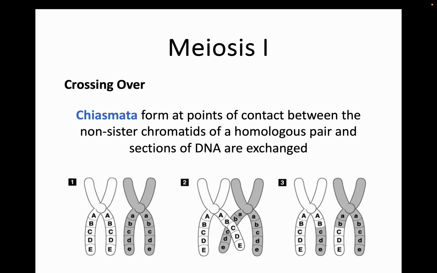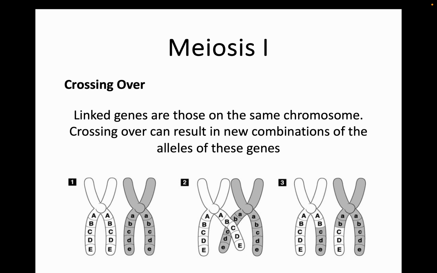At this point, something called crossing over takes place. So where there are points of contact between non-sister chromatids of a homologous pair, you're going to have something called chiasmata. So chiasmata you can see in these diagrams here, essentially where the legs of the chromatids touch. If chiasmata take place, then sections of DNA are going to be exchanged. So you can see here through the diagram, we have the capital A's and the lowercase b's, lowercase a's and b's. You can see where the touching and the crossing over has taken place, and we've basically swapped these genes.